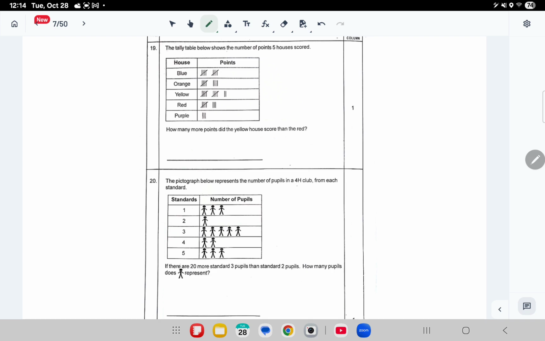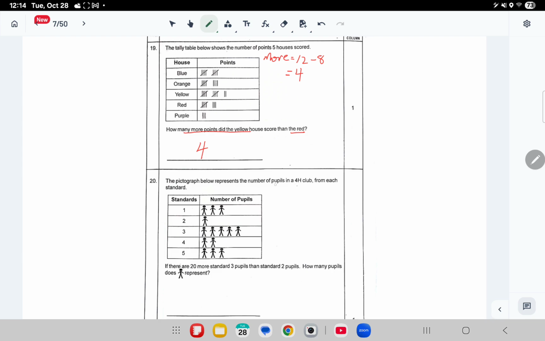Number 19, the tally table below shows the number of points 5 houses scored. How many more points did the yellow house score than the red? To calculate how much more, we need to subtract. Yellow is 5 and 10 and 2 is 12, so the yellow is 12. Take away the red, which is 5, 6, 7, 8. So 12 take away 8 is equal to 4. So there are 4 more points.